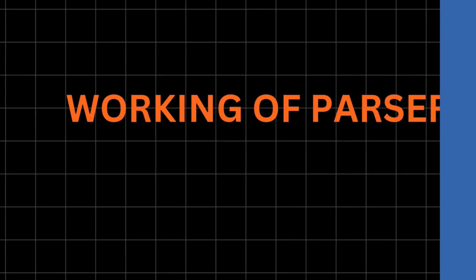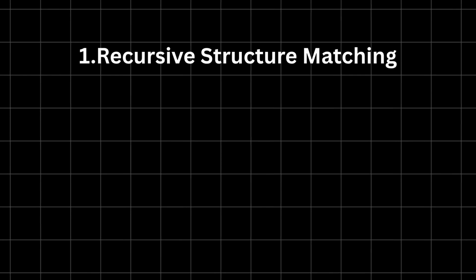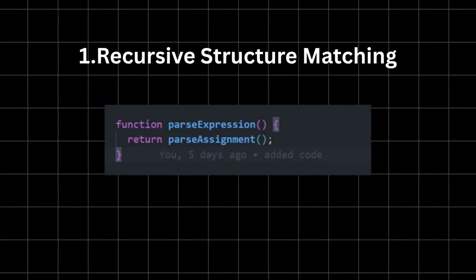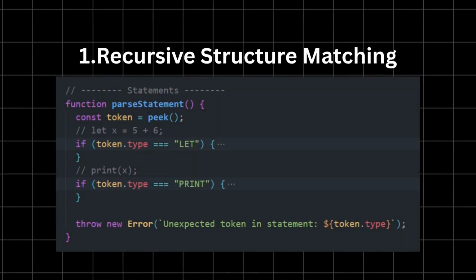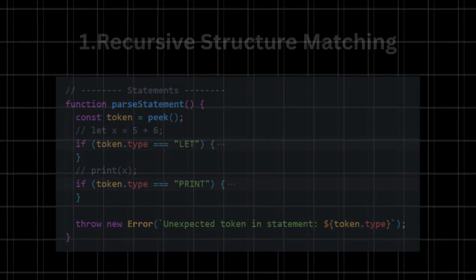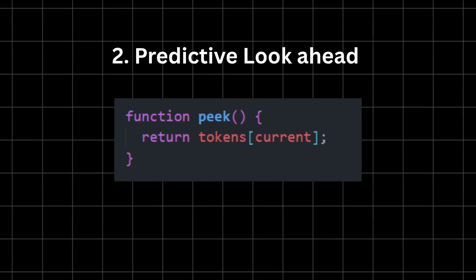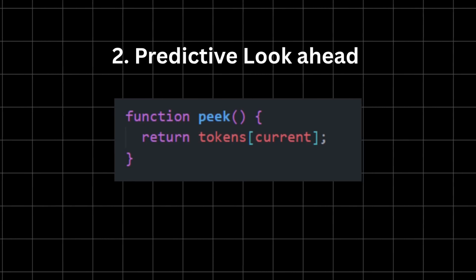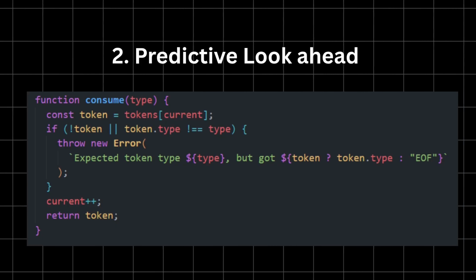Okay, so let me explain how the parser works conceptually. The first part is recursive structure matching. We will create functions parseExpression and parseStatement. These will recursively call each other for parsing the program we have coded in the input. Then we have predictive look ahead, the peek and consume functions. Peek means to look at the next token in the program, and consume moves the pointer from the present unit to the next unit. The third step is operator handling.